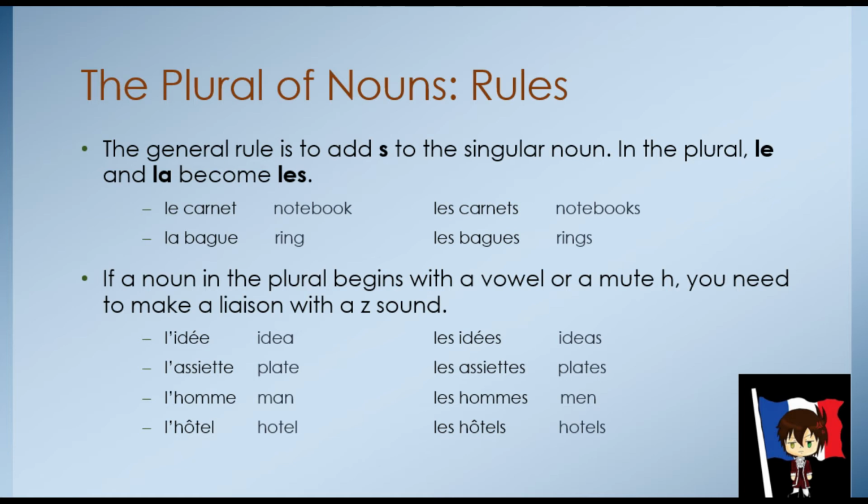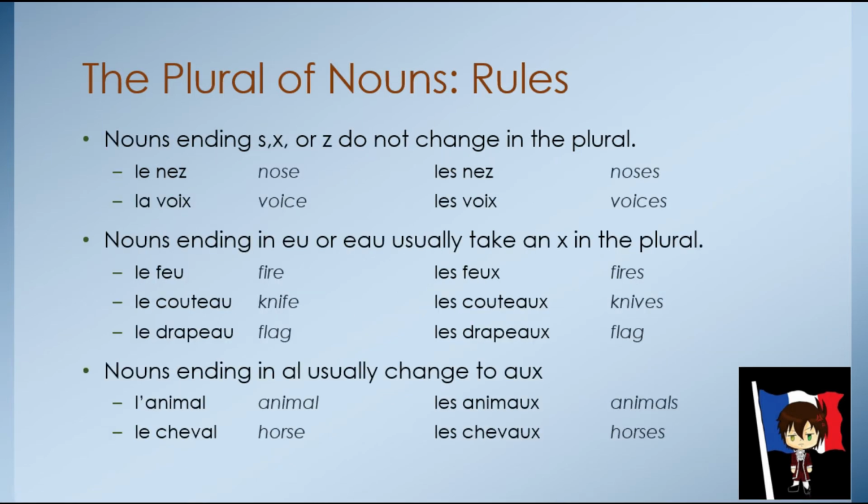Les assiettes. Third one, we have l'homme. L'homme for man. Pag men, les hommes. Les hommes. And last one, we have l'hôtel. That will be les hôtels. Les hôtels. Let's move to the next rule.